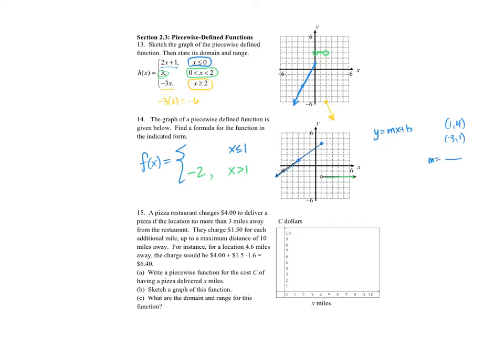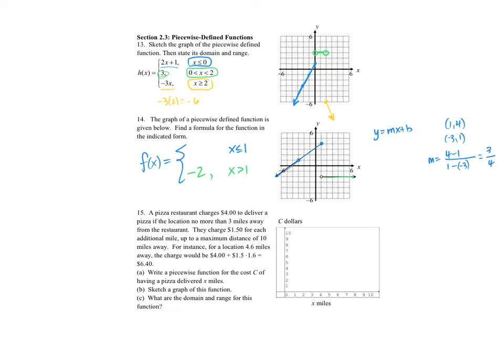So the slope is going to be the change in y over change in x. So I can do 4 minus 1 over 1 minus -3. And if I do that, I get 3 over 4 as my slope. So positive 3/4. And that makes sense because it looks like the rise is 3, the run is 4. So up 3 over 4. So that is my slope.